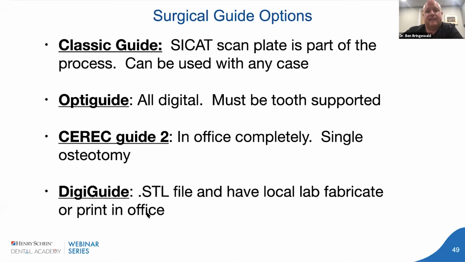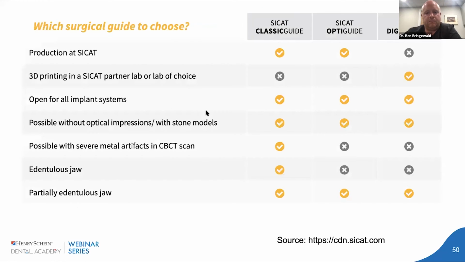If you do print it right at the office, you still have to get the little metal sleeves that have to go in there, because those have to be incorporated. Or your local lab, if you choose to go that route, might be able to place the sleeve for you. So here's, this is right from the CCAT website.